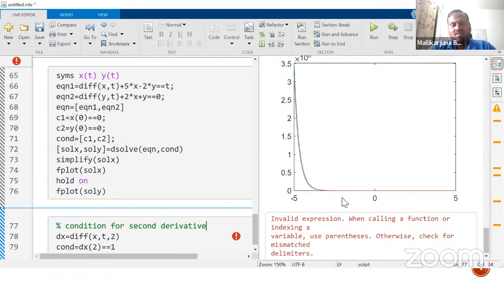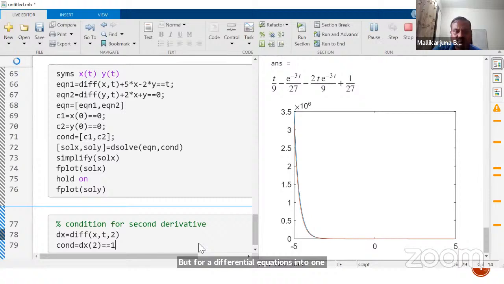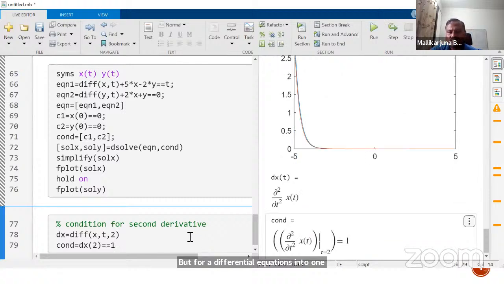SYMS X will not run for differential equations. You have to define the variable with the independent variable. Simply giving SYMS X won't work for differential equations. But for simple differentiation, integration, limits, it will work. But for differential equations, it won't work.